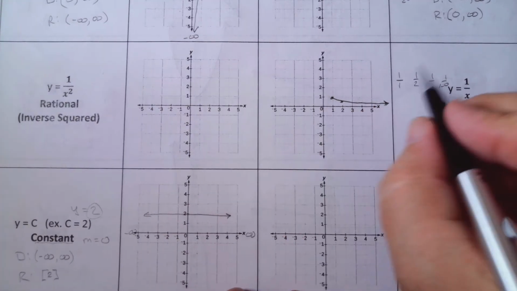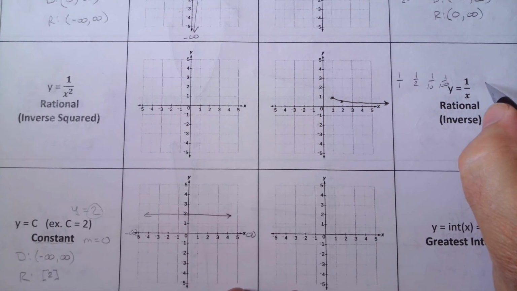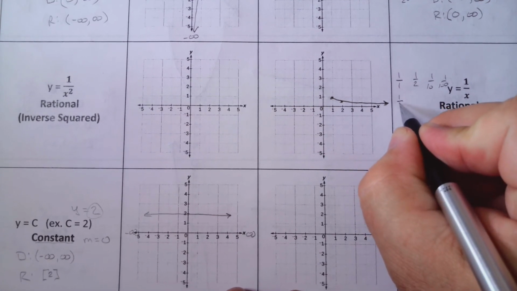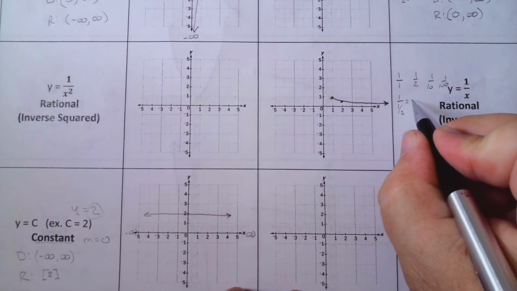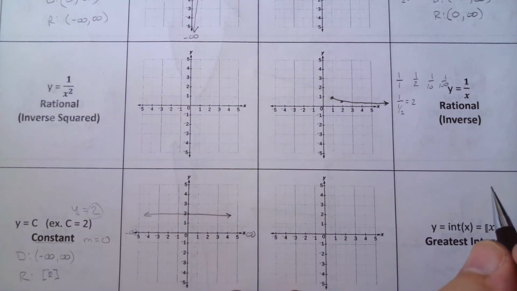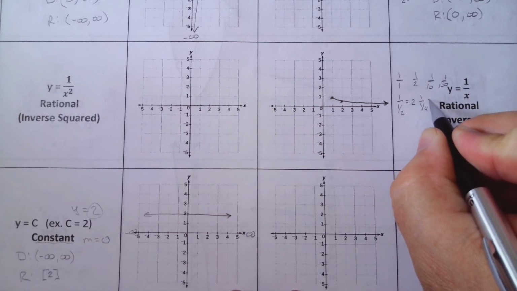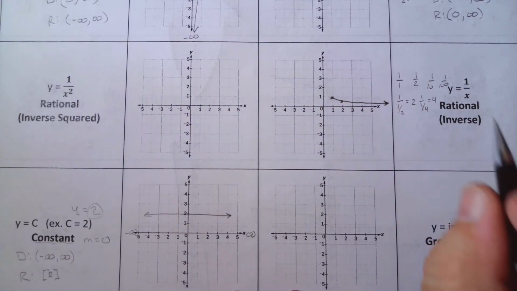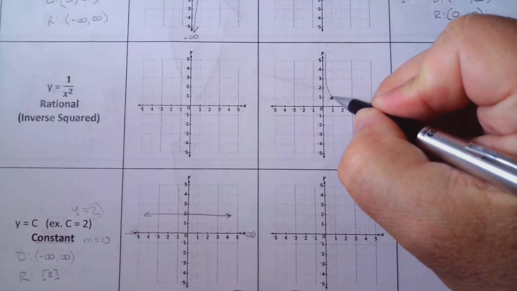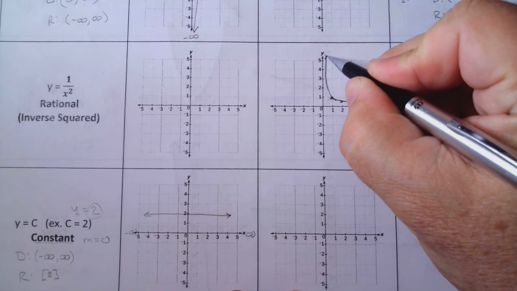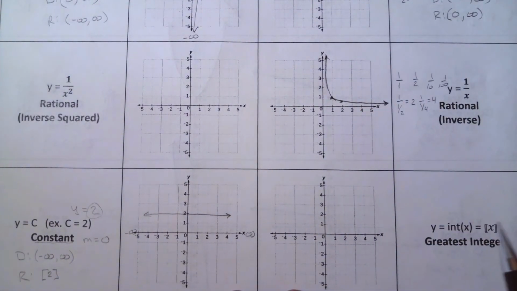So just the opposite now. If my x's are fractions, like 1 over 1/2 equals 2. 1 over 1/4 equals 4. So this half of the graph looks like this. Again, that's another asymptote because it never crosses it.